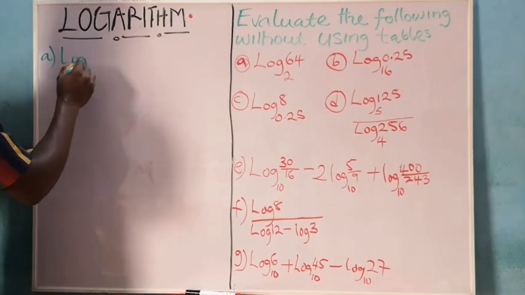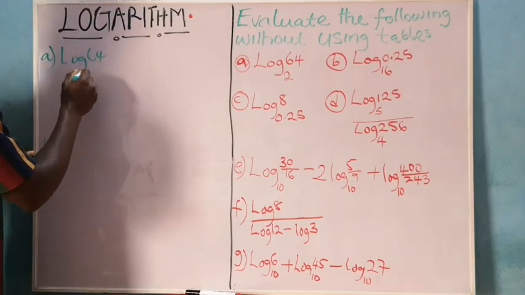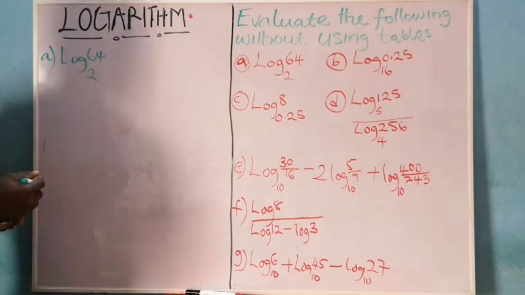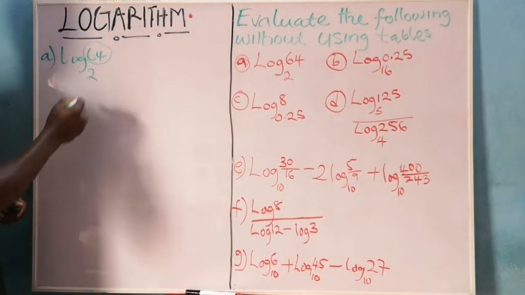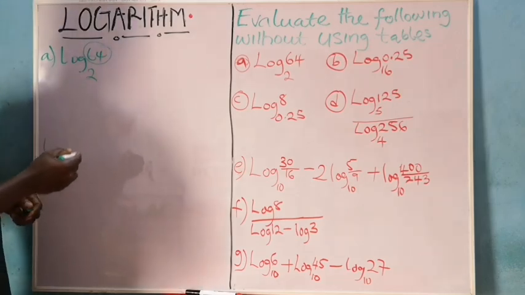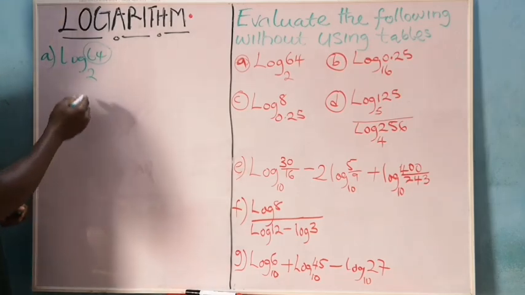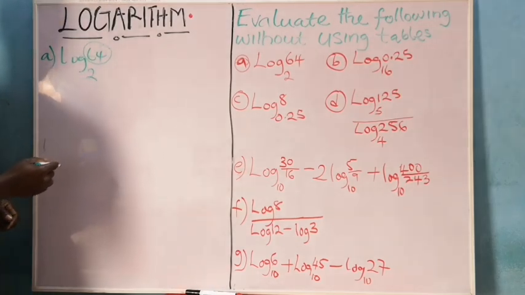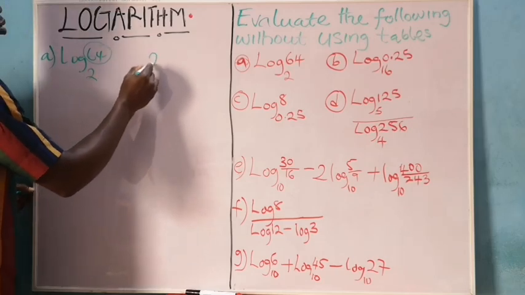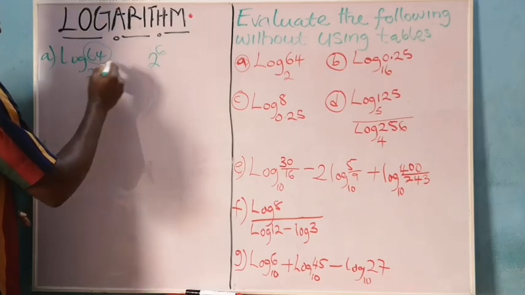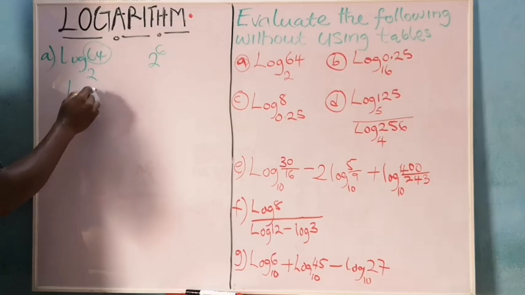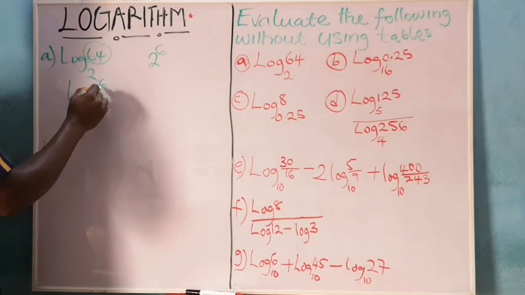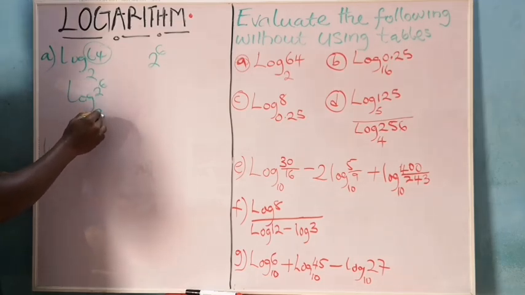Log 64 to base 2. Before we solve this, we have to rewrite this number in index form so that the base will be the same as the base of the log. You know that 2 to the power 6 is the same as 64, so we can now rewrite it as log 2 to the power 6 base 2.